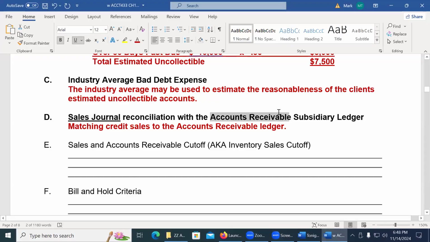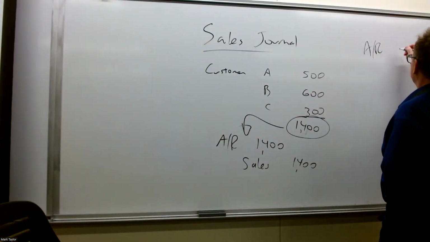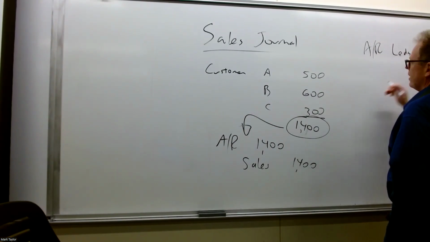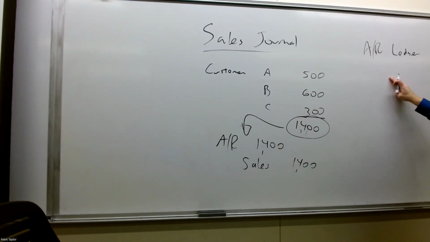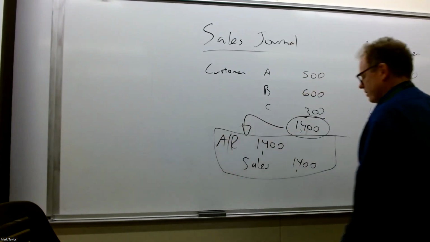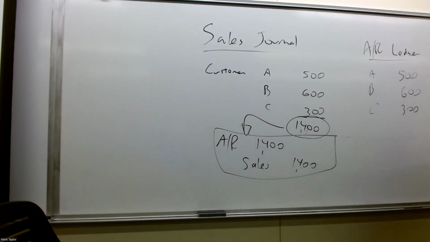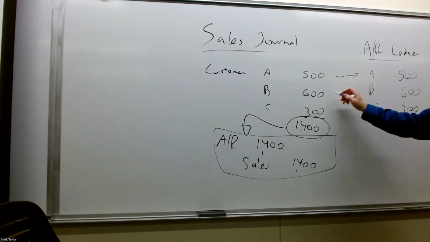You're also going to have an accounts receivable subsidiary ledger. This is a ledger that's going to keep track of the accounts receivable. All of these should be on that ledger. For A, 500 gets added to A's account. B, 600 gets added to B, and C gets 300. So what's on the sales journal is what goes into the general ledger, one journal entry for all of them. The subsidiary ledger will have each of these individual ones on it.